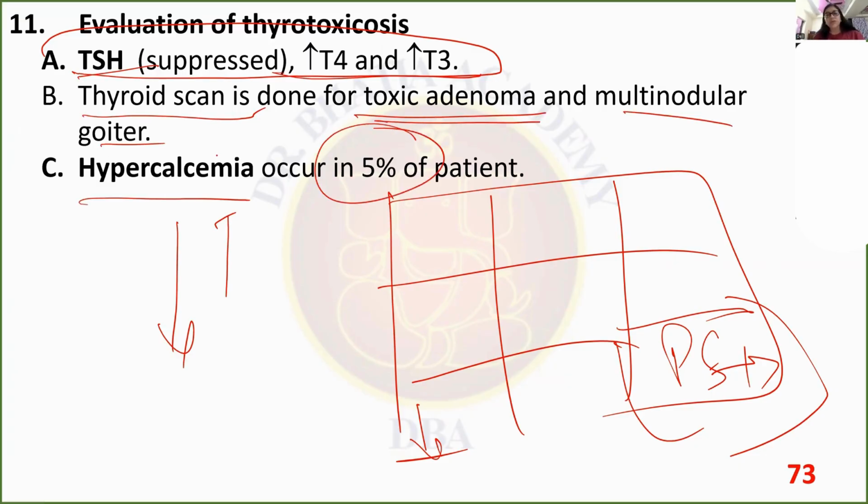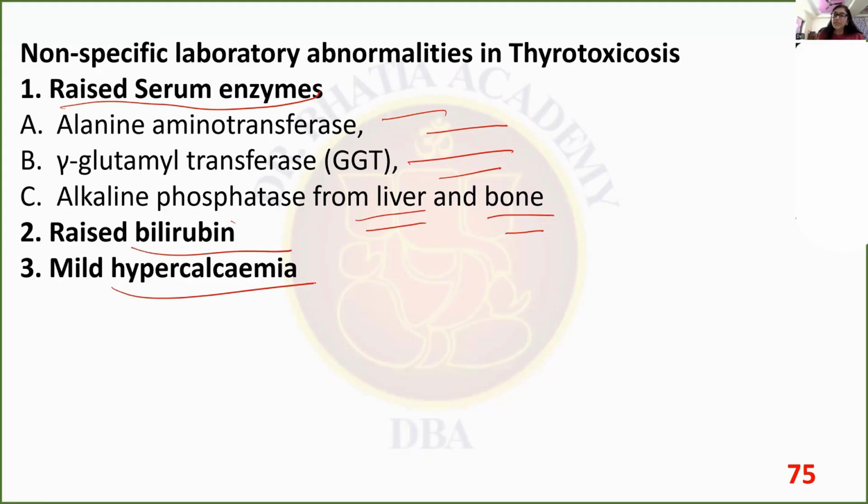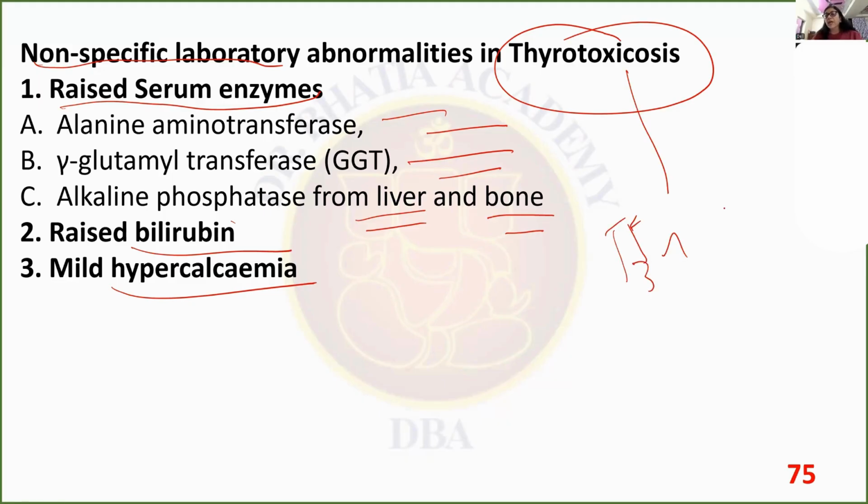Hypercalcemia can be seen, but that is not a primary diagnosis. So non-specific lab tests: raised serum enzymes, SGPT will be raised, GGT will be raised, ALP will be raised from the liver and bones. Bilirubin can be raised and hypercalcemia can be present. But these are not very specific to thyrotoxicosis. Specific are raised T3, T4 and low TSH and a radioiodine scan.